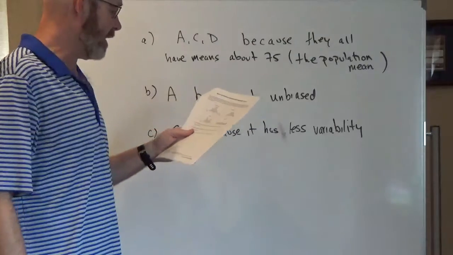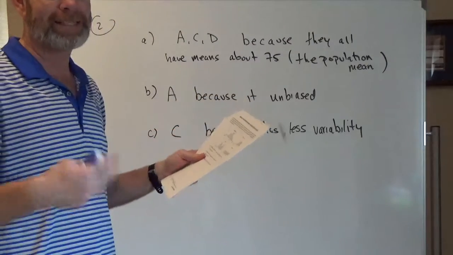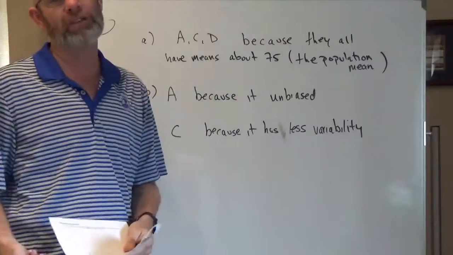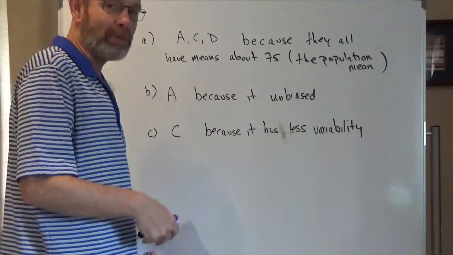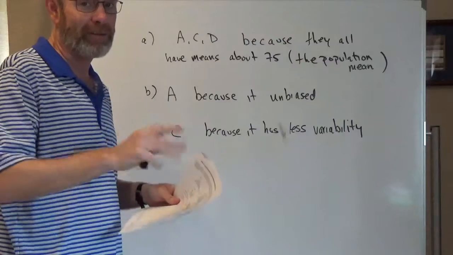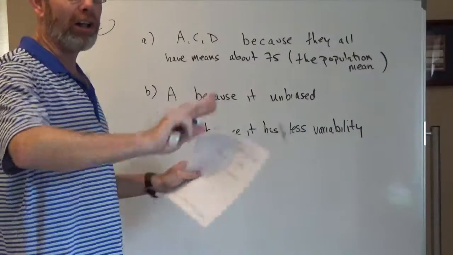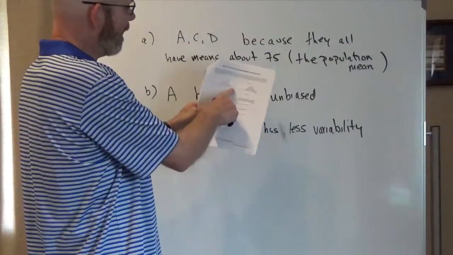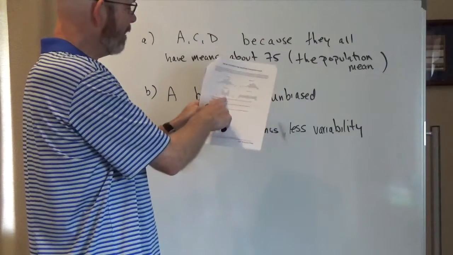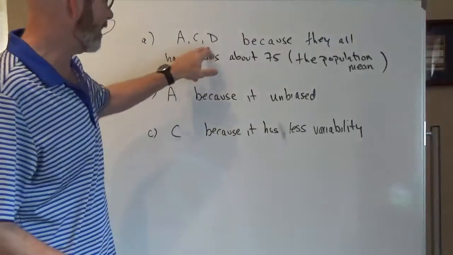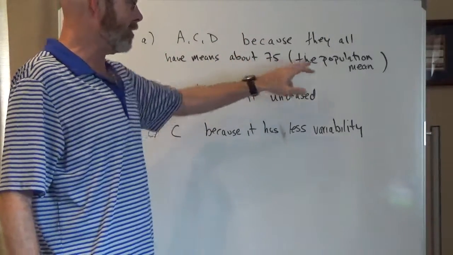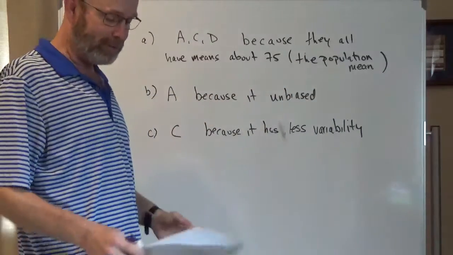The first question says, which ones appear to be unbiased estimators? Remember, an unbiased estimator means you should get what you expect to get. So if the population has an average of 75, your sample should have an average somewhere around 75. They're just simulations. If we got all of the samples, they would be exactly 75. So if you look, about 75, not about 75, about 75, about 75. So A, C, and D are unbiased because they all have the same average as the population average, about 75.